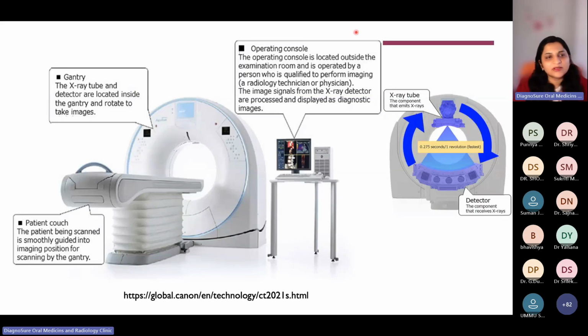So there is a gantry where the X-ray tube and detectors are located inside the gantry, and it rotates to take the images. This is the patient table. The patient is placed over it, and then there is an operating console where everything is operated. It is very similar to our 2D X-ray where there is an X-ray tube and detectors, but it is done very fast and multiple images are taken within fractions of seconds.